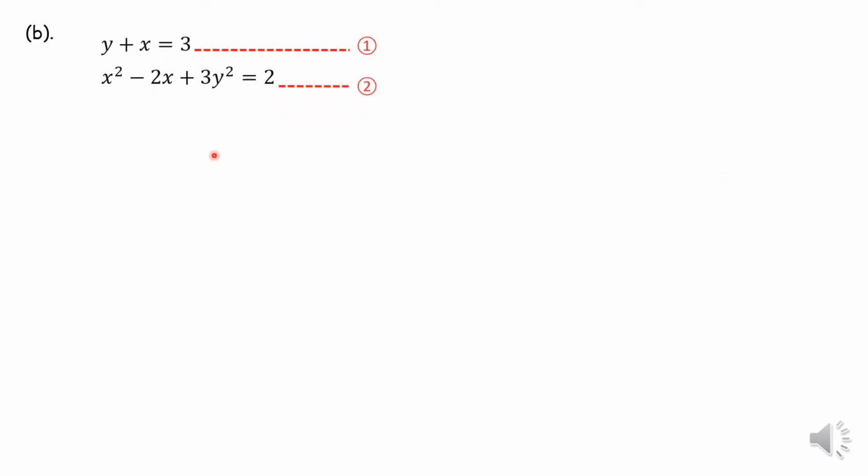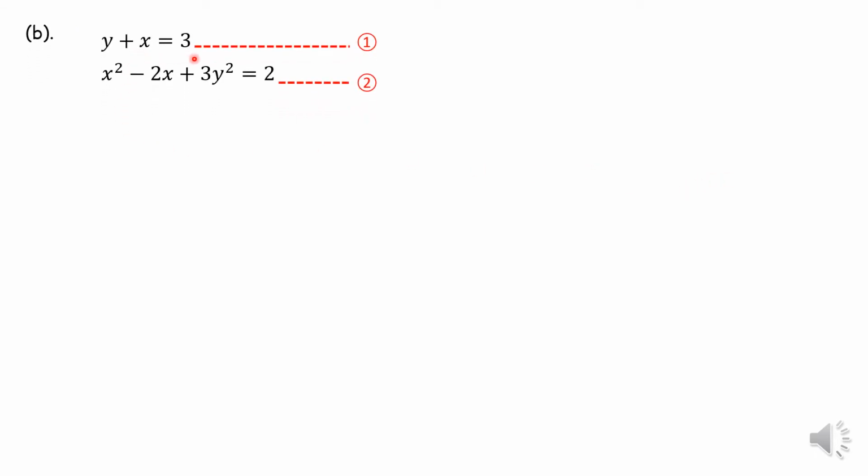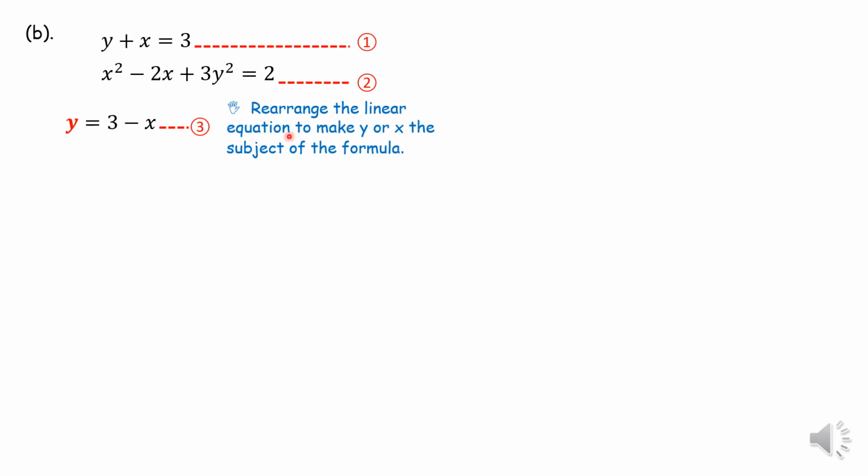The second one here, you have y plus x equals 3, and then you have x squared minus 2x plus 3y squared equals 2. So you take this one here, the linear one. Maybe you say y equals or x equals, it's totally up to you. So I rearrange the equation to make y or x the subject of the formula. Then I substitute that y equals 3 minus x for y into the second equation.